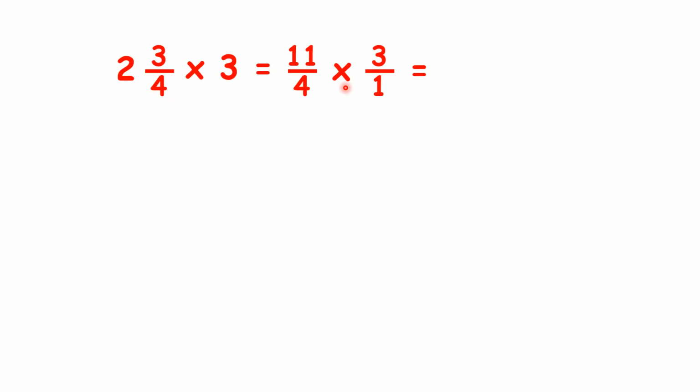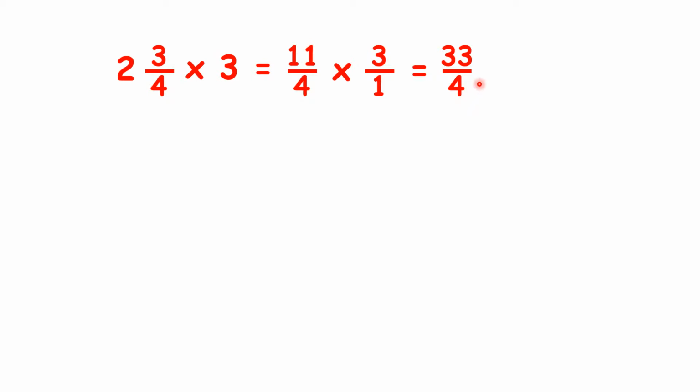But multiplying fractions is really easy. We just multiply the numbers in the numerator, so 11 times 3 is 33, and then we multiply the numbers in the denominator, so 4 times 1 is 4.